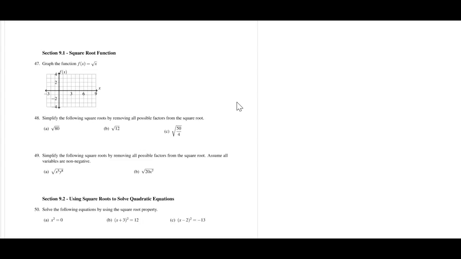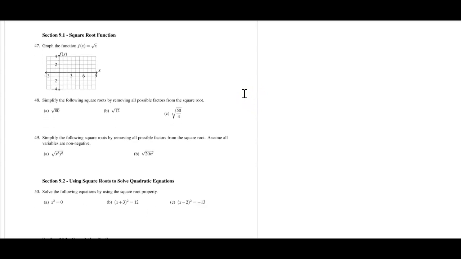Okay, so let's look at some stuff in chapter 9 then, this section 9.1. We talked about the square root function. And remember, to graph a square root function, we're just putting numbers in for x, but we want to choose numbers that are perfect squares because that's going to make our y's whole number answers. So 0 is a perfect square, because the square root of 0 is 0. So (0, 0) is one of my points.